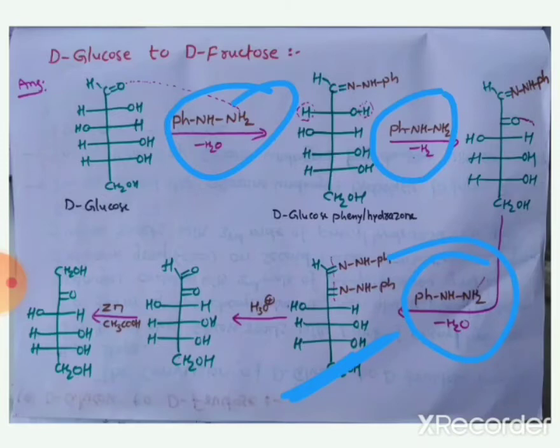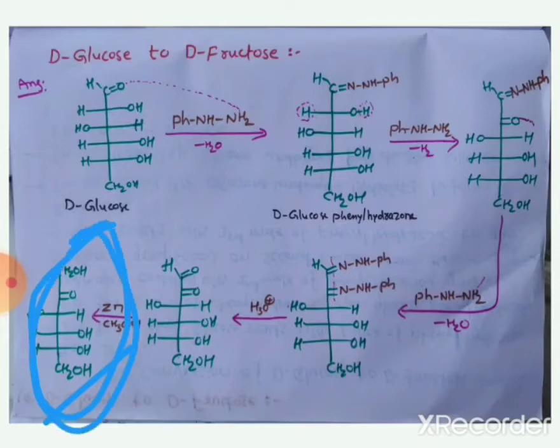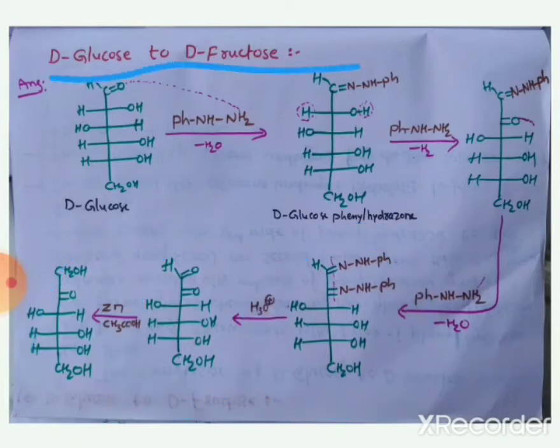It is a very important question. This question is asked in the practical viva. So the osazone undergoes hydrolysis to form osone. Osone further undergoes reduction with zinc and acetic acid. Finally we get D-fructose. This is the D-fructose. This is the osazone. This is the conversion of D-glucose to D-fructose.